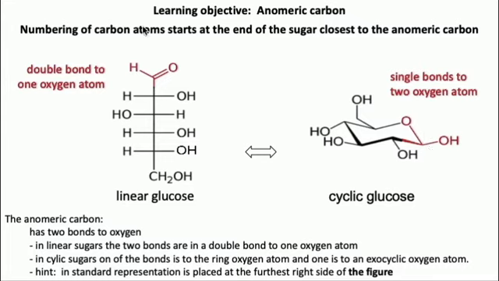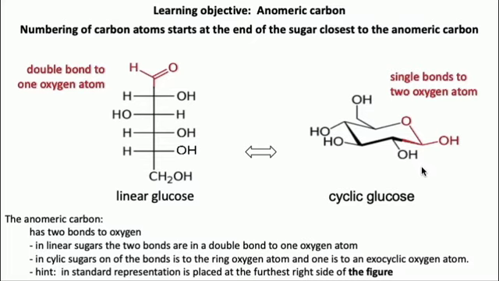So to summarize, in thinking about going from linear to cyclic forms of sugars, first of all, in the linear form you look for a double bond. In the cyclic form you look for two single bonds to oxygen, so that either way the carbonyl carbon has two bonds to oxygen. In addition, by default, the anomeric carbon should be on the right side of a conformational figure.